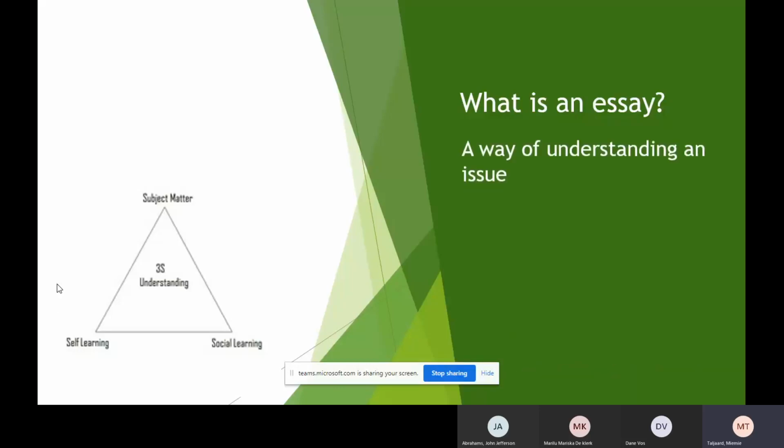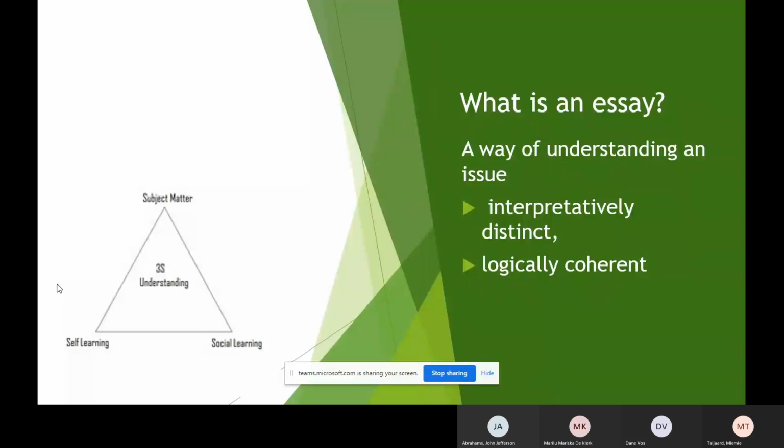Now, therefore, an essay is a way of understanding an issue by interpreting it, and it is logically coherent. So you collect facts or information, you interpret them, and your interpretation then must be logically coherent.